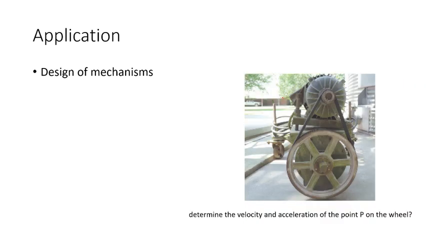Another application may be that we have a motor that runs a wheel, and then the question can be what is the velocity and acceleration of any point on the wheel. Like, for example, we have point P here. What is the velocity of this point P? Or what is the acceleration of this point P? This may be another application of this chapter.